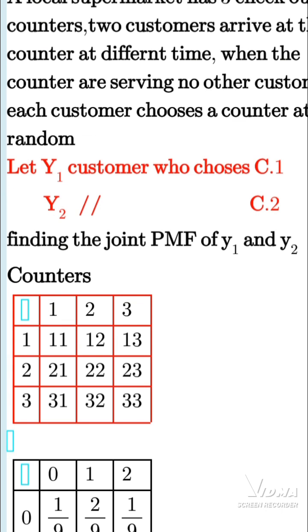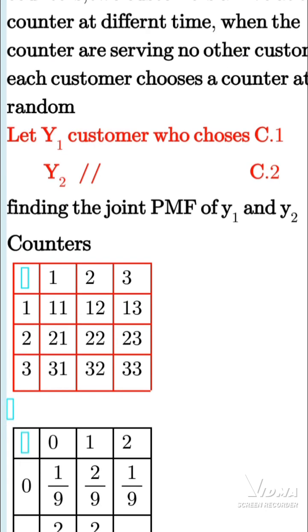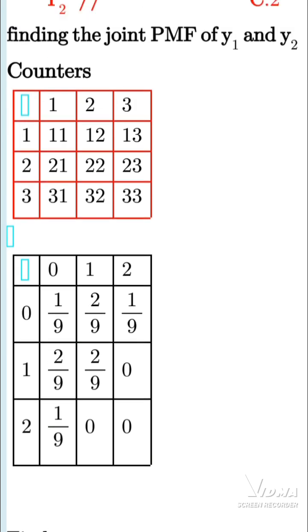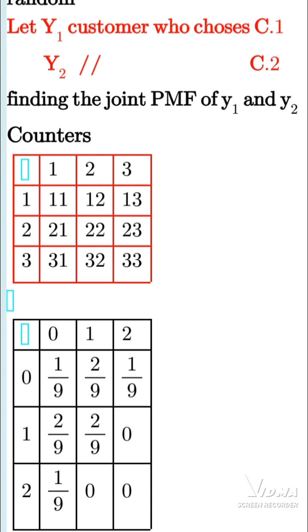So y1 is the customer that chooses counter 1, and y2 is the customer that chooses counter 2. So we have 0 1 2, that is, there is a point at which no customers will get to the counter, and there's a point at which one customer will get there, and there's a point at which two customers will get there. Do you understand?